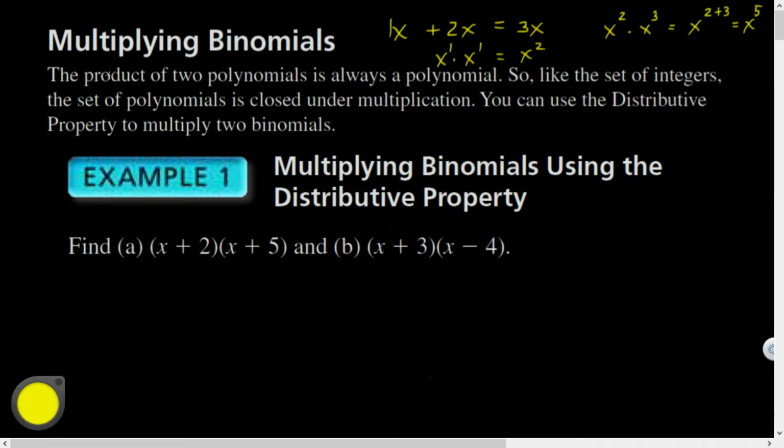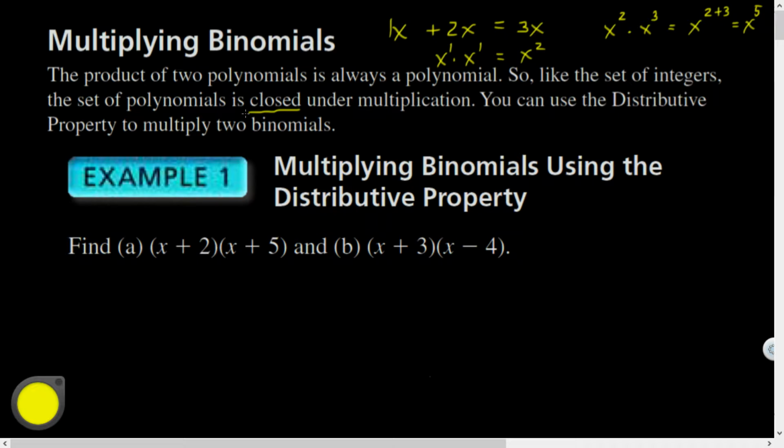So it says multiplying polynomials. The product of two polynomials is always a polynomial. That's good to know. So it's going to give me something like itself. So like the set of integers, the set of polynomials is, remember this word, closed under multiplication. So when I multiply polynomials, I get more polynomials. That's what the idea of closed was.